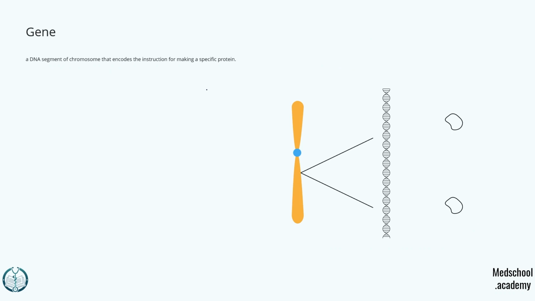So next we have gene. A gene is a DNA segment of a chromosome that encodes the instructions for making a specific protein. Here, for example, let's say this segment right here will make up this specific protein, and then there'll be a different segment that's going to make a different protein.